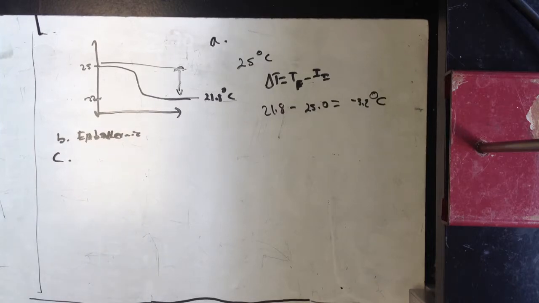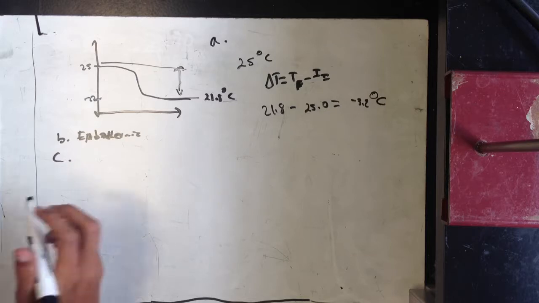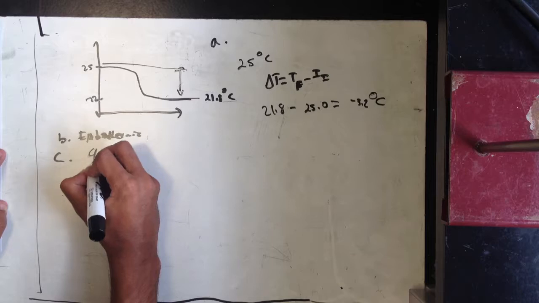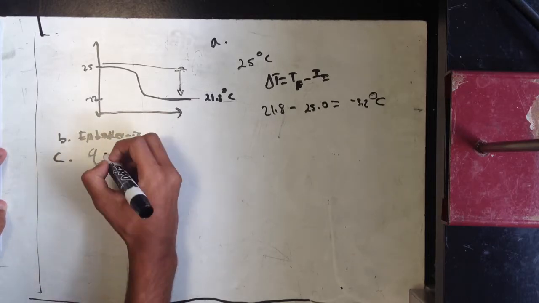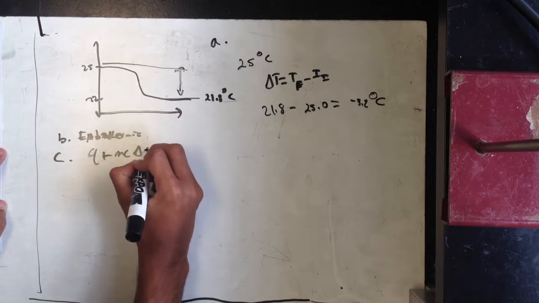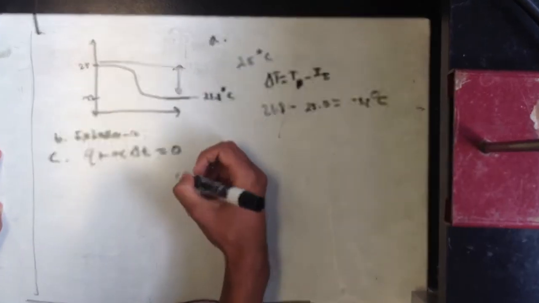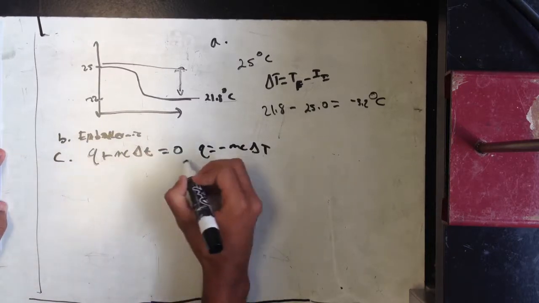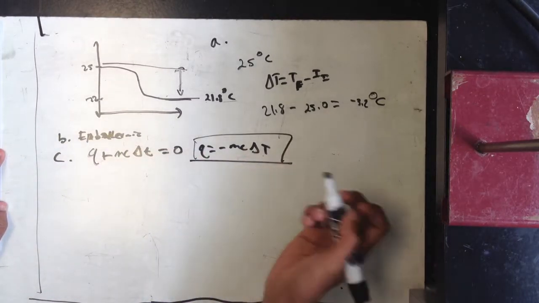For part C, it says assume the specific heat capacity of the calorimeter is negligible, and that the specific heat capacity of the solution is 4.2 joules per gram Celsius. So to find the heat of dissolution, you use q equals mcΔT, and you get 1 point for just setting up the problem.